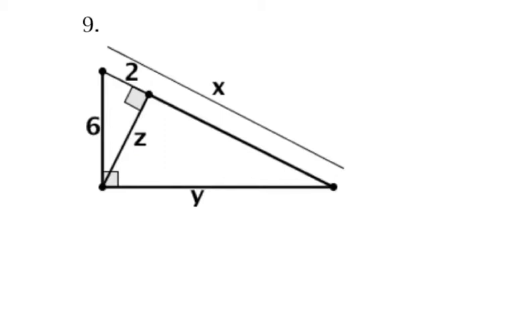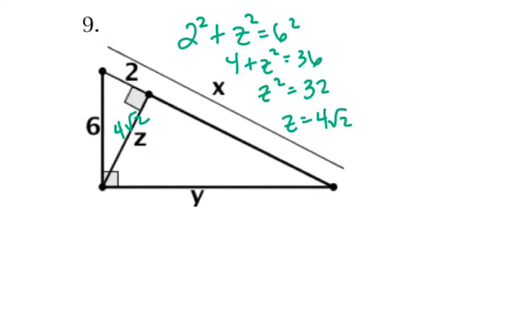Okay, number 9, you have to find 3 things again. So again, just choose which way you want to go about that, what you think is the easiest to do first. You might do something different than somebody else, that's okay. Go ahead and pause the video, see how you do. Okay, I chose to do z first, and so I got z is equal to 4 square root 2, and so that's how I did that.